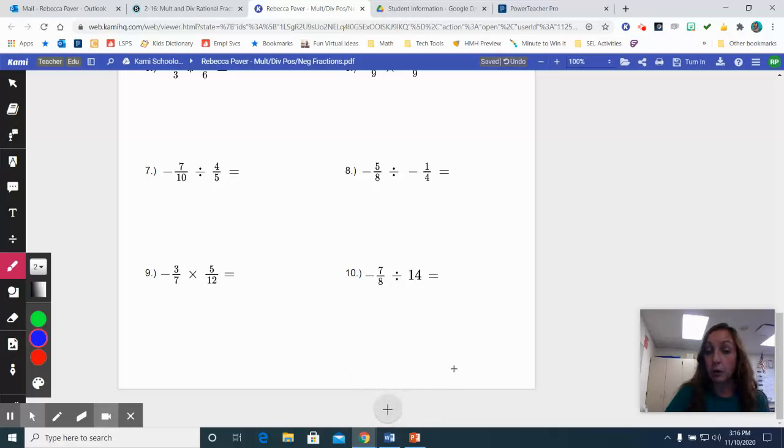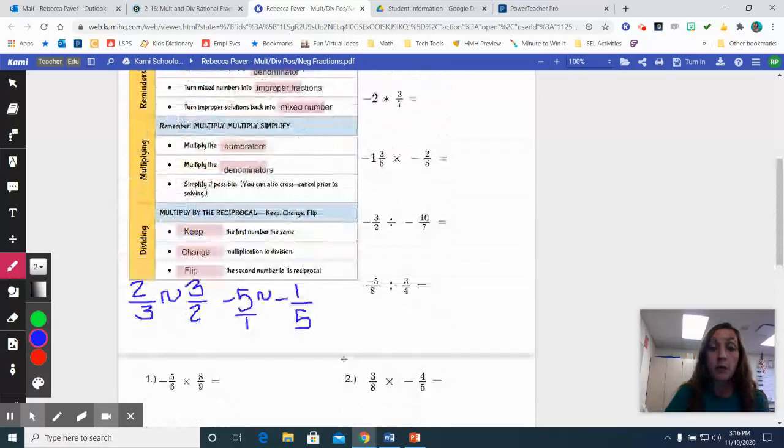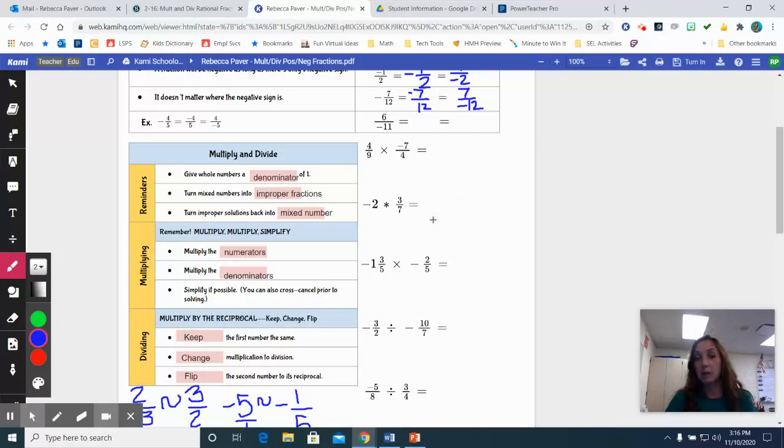If you need additional workspace or if you want more scrap paper, all you have to do is click the plus sign to add more pages, and you can choose whether you want that to be blank, lined paper, grid paper, whatever you need in order to do the problems neatly and show your work.